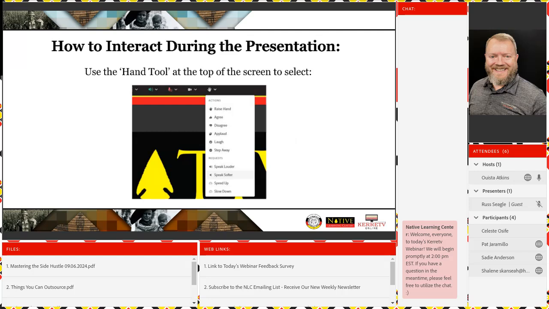If you look at the top of your screen, you will see an icon with a hand with a plus sign. By clicking that icon, you can either raise hand, agree, disagree, show applause, show laughter, or even signal requests like asking the instructor to speak louder or slow down, please.